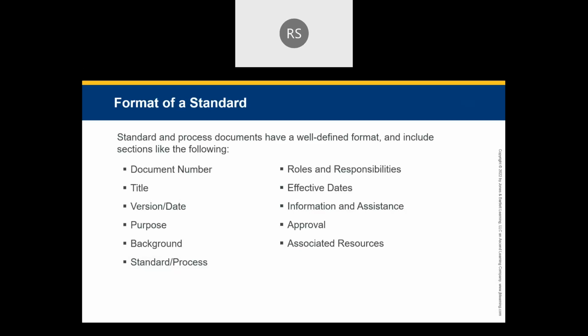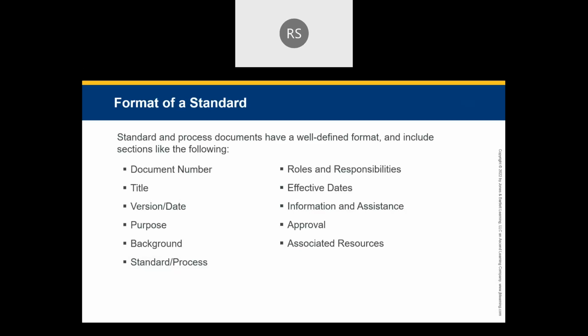The purpose section outlines the objectives and intended outcome of the standards or processes. It clarifies the reasons for its existence and sets the context for the subsequent content. The background section provides a brief overview of the factors or events that necessitated the creation of the standards or process. It establishes the context and significance of the document.